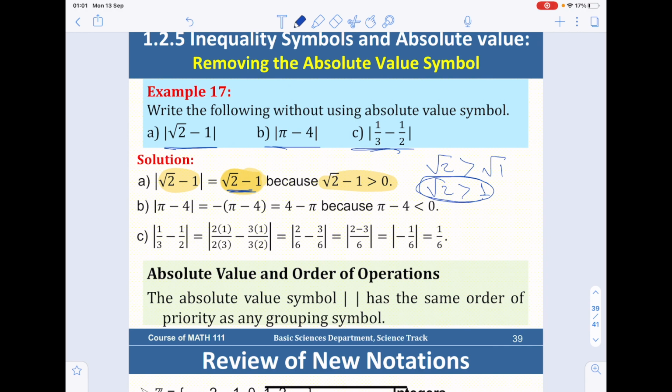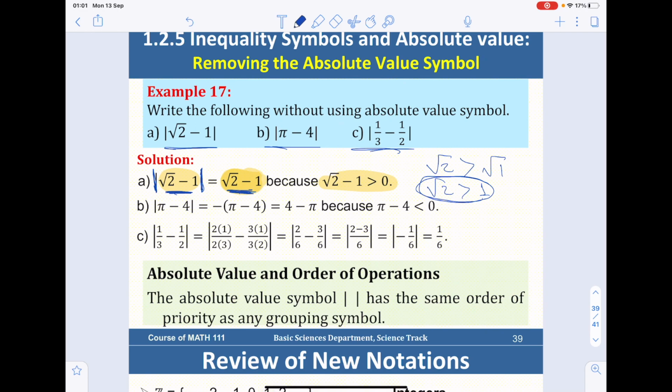If you don't have a calculator, you won't be able to find out root 2 minus 1. So the first thing you have to do here is to take off the absolute value. To take off the absolute value, you have to know what is inside, whether it is positive or negative. If it's positive, it would be the same. If it's negative, you will times it with negative.